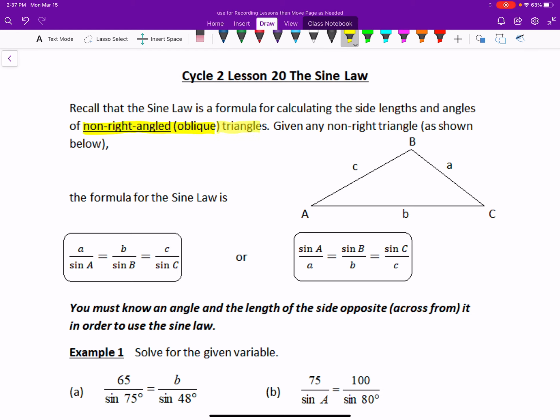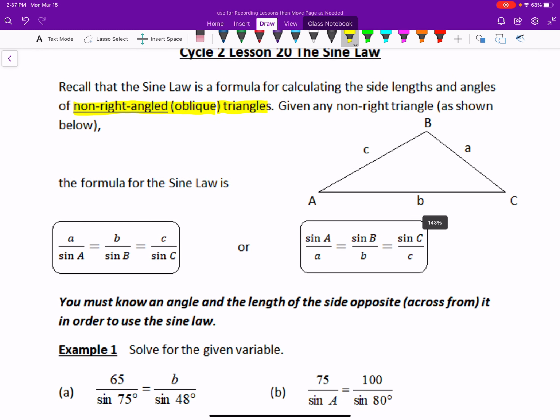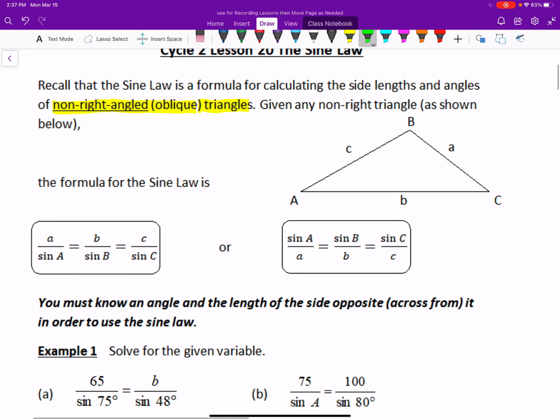oblique. And remember, as far as labeling triangles go, we use capital letters for the vertices, the corners, in other words, where the angles are. And then we use lowercase letters for the side across from an angle. So big A for a corner, and then little a for the side across from it. So big B is across from side length little b. Angle big C is across from side length little c.